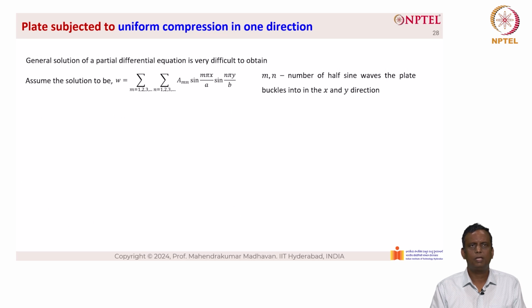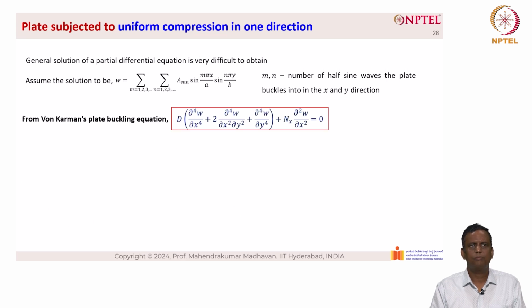So both the boundary conditions are satisfied, and from Von Karman's plate buckling equation, we have D into ∂⁴W/∂x⁴ plus 2 into ∂⁴W/∂x²∂y² plus ∂⁴W/∂y⁴ plus N_x into ∂²W/∂x² equal to 0. So let us find the partial differentials in this equation.